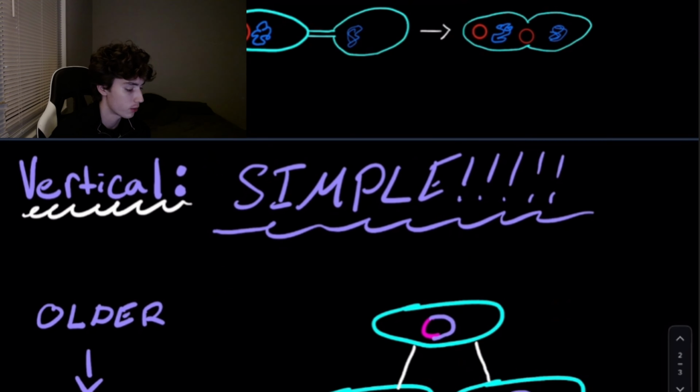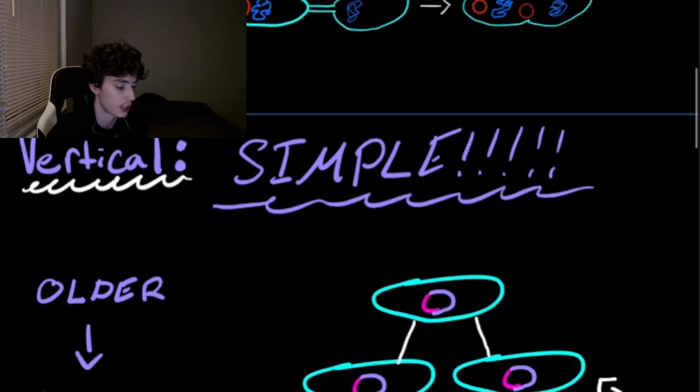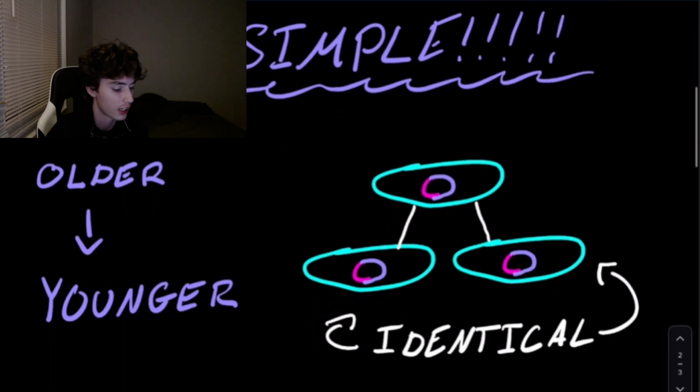Now onto vertical gene transfer. Vertical gene transfer is very simple. It's probably what everybody is most familiar with. Vertical gene transfer is just binary fission, mitosis, meiosis. It is just the passing of identical genes down from an older generation to a younger generation.